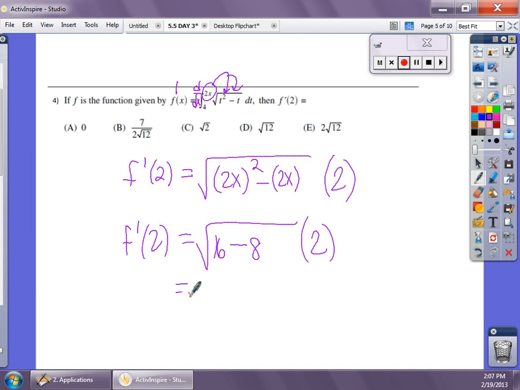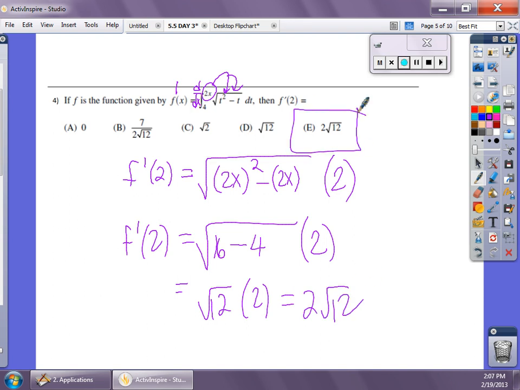Did I do that right? I feel like I did not. 4 squared is 16. 2 times 2 is 4, not 8. And I get root of 12 multiplied by 2, which is 2 root of 12, which is letter E. If you forgot the derivative of the inside, you would have gotten D.